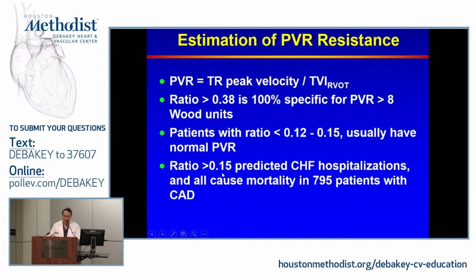Having said that, irrespective of the accuracy, if I'm generating this value for a given patient, and it's high, that is not a good predictor of something good. It's a predictor of something bad going to happen to them, and that was shown in a large study with 795 patients with CAD, again from Dr. Schiller's group.